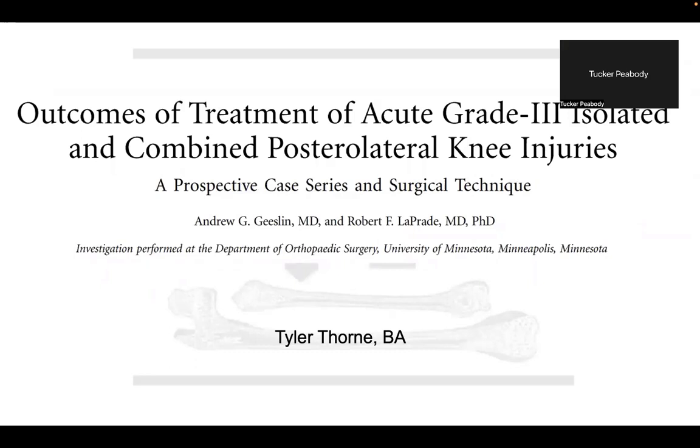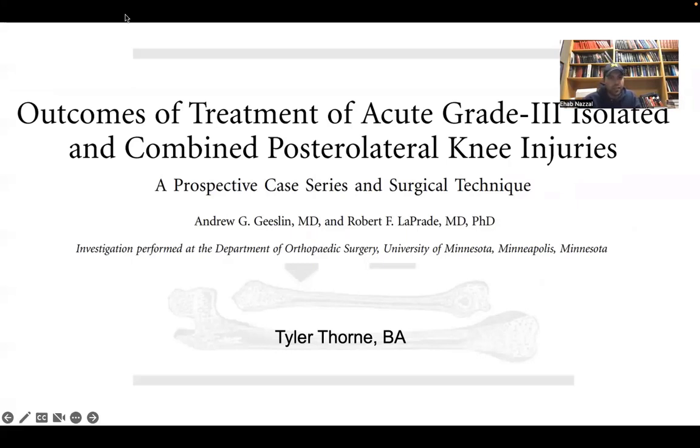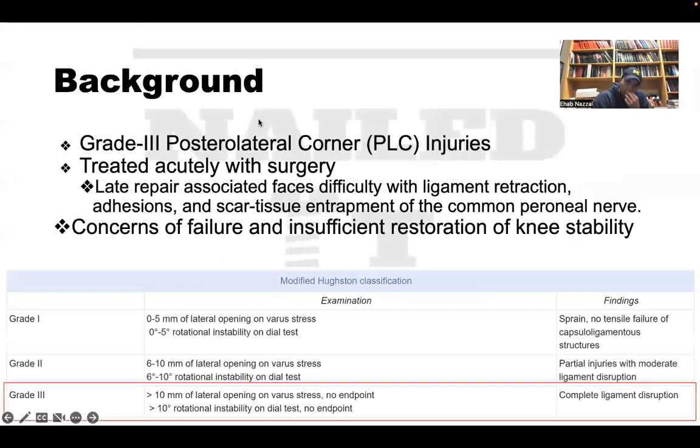Yeah, briefly, for sure. So this one is another paper by Dr. LaPrade, and it's a 2011 study from JBJS that's looking at the treatment of acute grade 3, both isolated and combined posterolateral knee injuries.